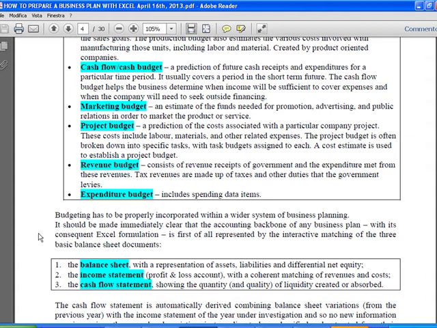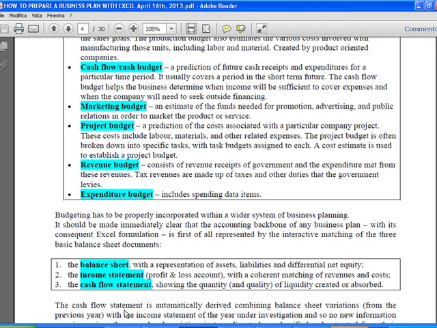It should be made immediately clear that the accounting backbone of any business plan is first of all represented by the interactive matching of the three basic balance sheet documents. The balance sheet with assets, liabilities, and differential net equity. The income statement or profit and loss account with a coherent matching of revenues and costs and a net result, possibly after some years, a net income. And eventually the cash flow statement showing the quantity and quality of liquidity created or absorbed.